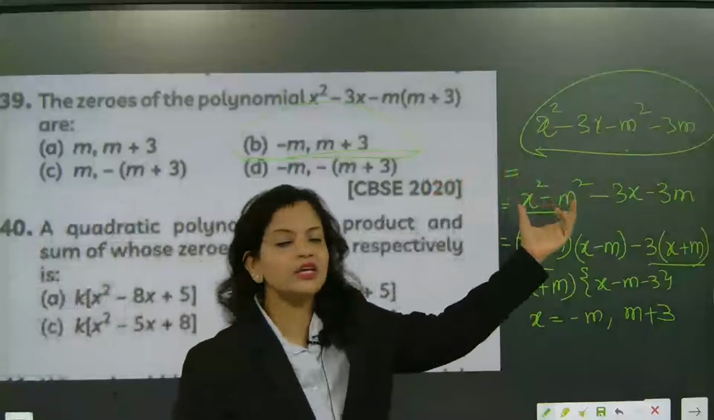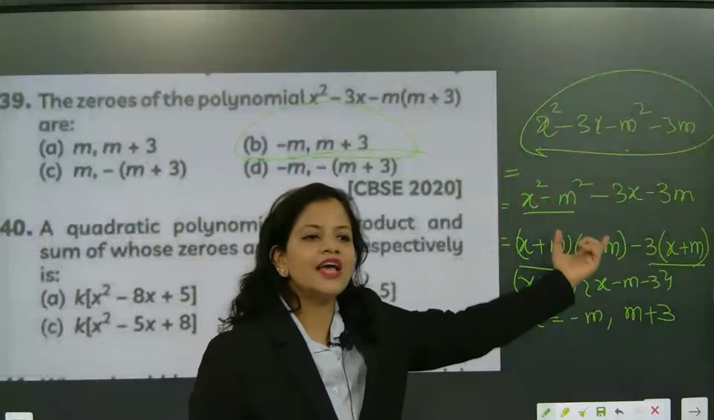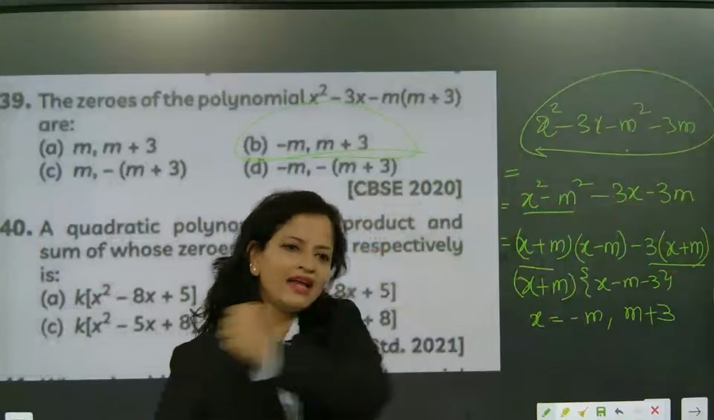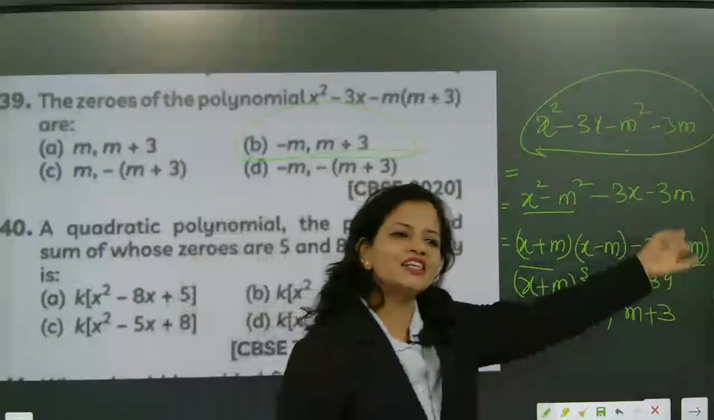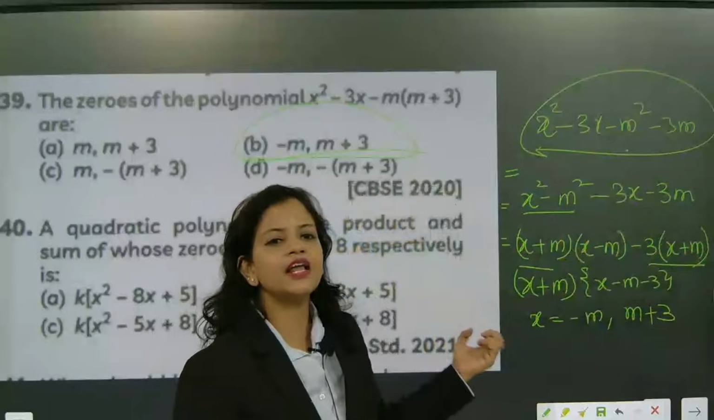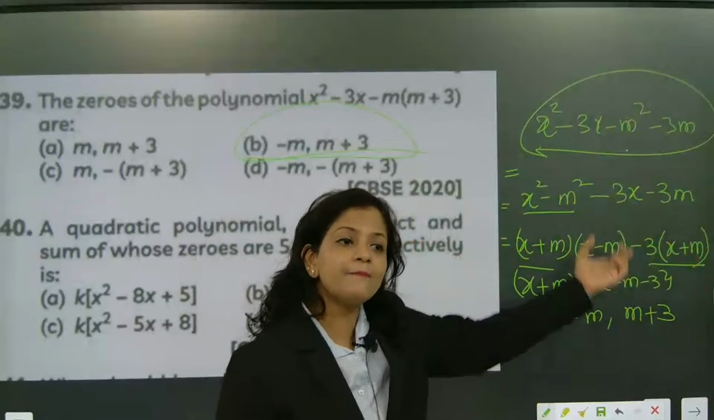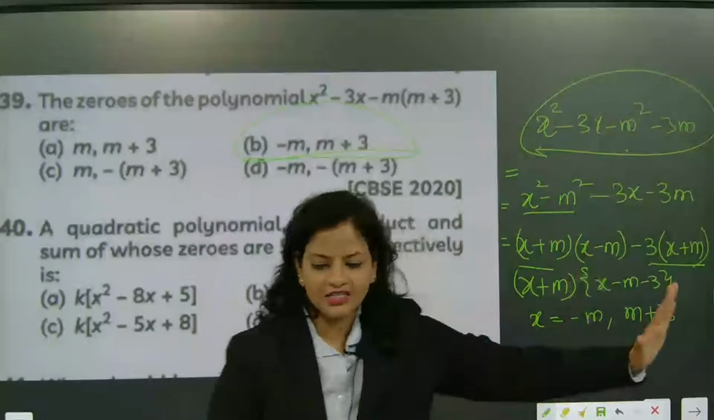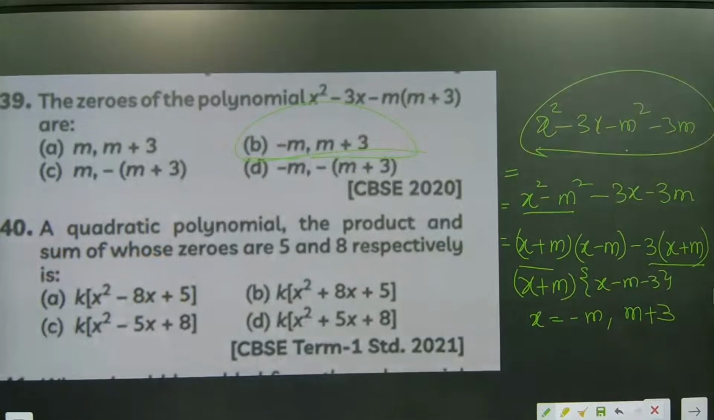x square minus m square. What came? x plus m, x minus m. After that, minus 3x minus 3m. Minus 3 taken out. What is left? x plus m. x plus m taken out. What is left? x minus m minus 3. When we equate to 0, beta, the constant will become 3 plus m. That's it. Leave it. Understood? Now next question, beta.